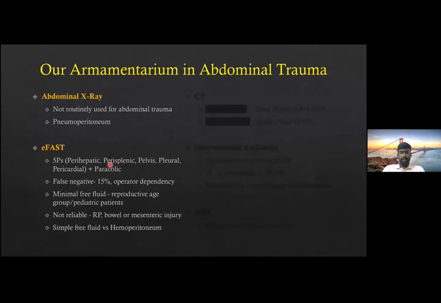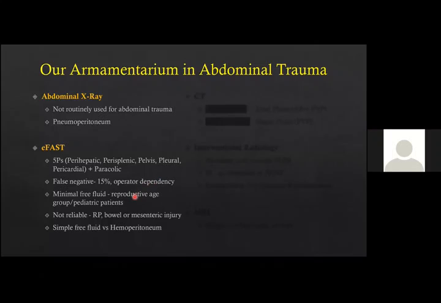Any fluid in the abdomen or pericardial or pleural cavity in a patient of acute abdominal trauma, unless proven otherwise, is considered as hemoperitoneum, and the patient is evaluated accordingly. I also follow additional evaluation of the paracolic gutters, as I find that this increases our sensitivity. It has a significant 15% false negative rate, probably because of the operator dependency.